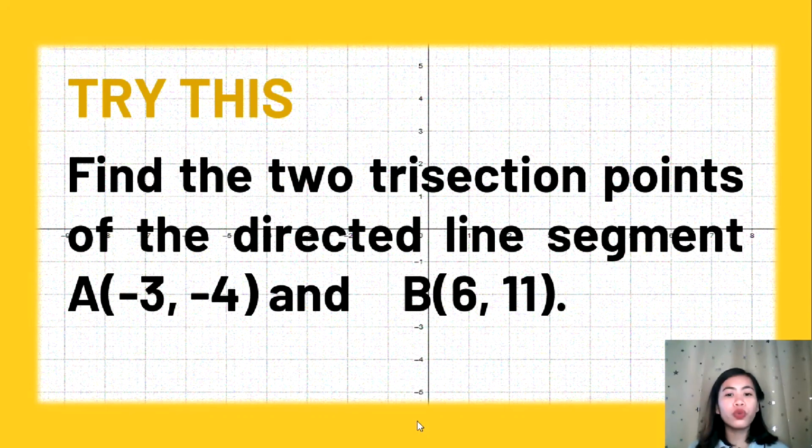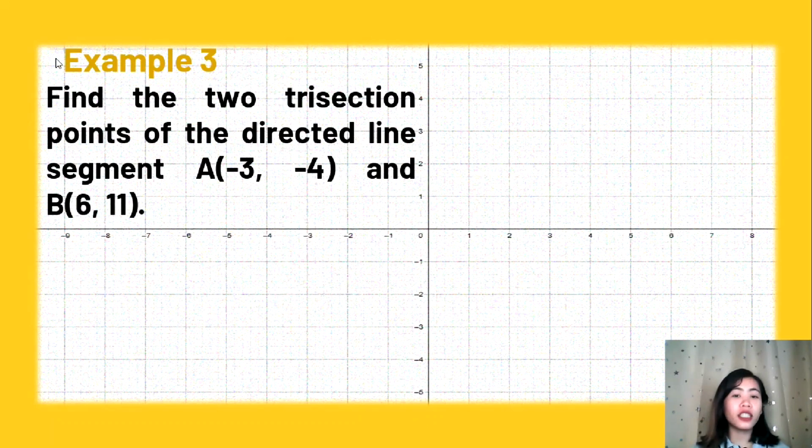Okay? So, find the two trisection points of the directed line segment A, negative 3, negative 4, and B, 6, 11. When we say trisection points, so dalawang points siya na dinivide ng isang line segment into 3 equal parts. Okay, let us check your work.